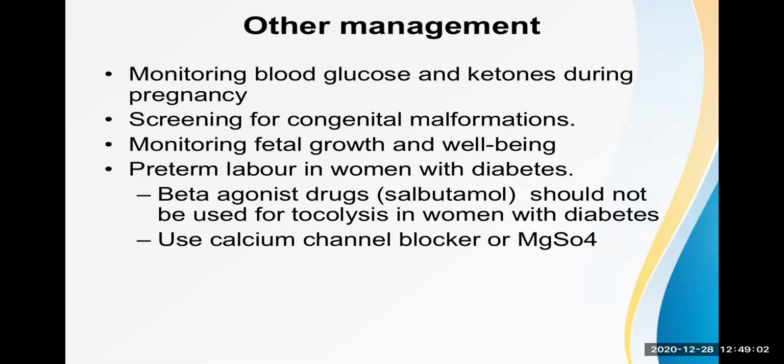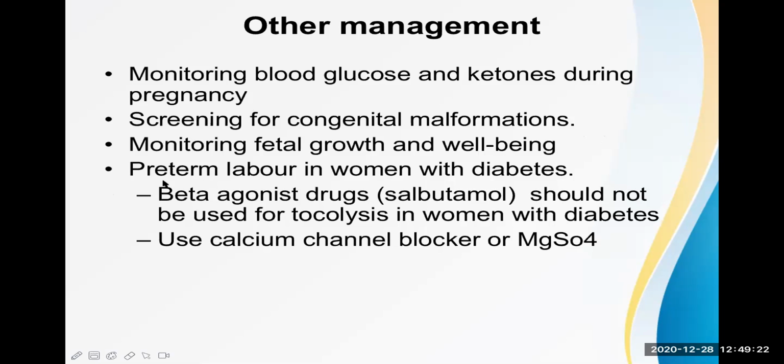Now, what are the other types of management? Monitor blood glucose and ketone body during pregnancy. This is a very important one. Screening for congenital malformation. We have to do it. Monitor fetal growth and well-being. This is also an important one. We have already discussed this before.